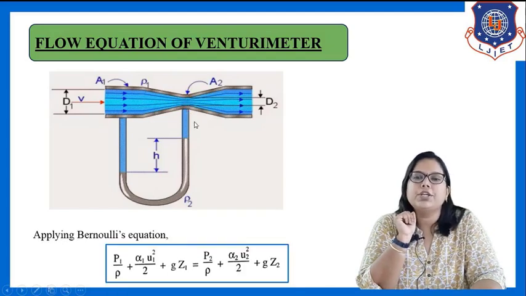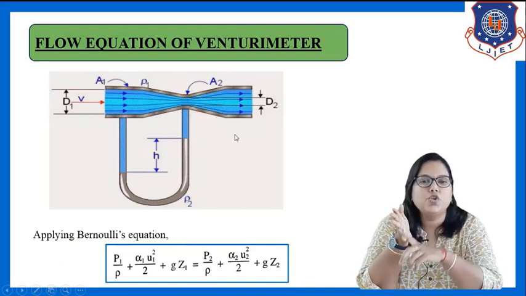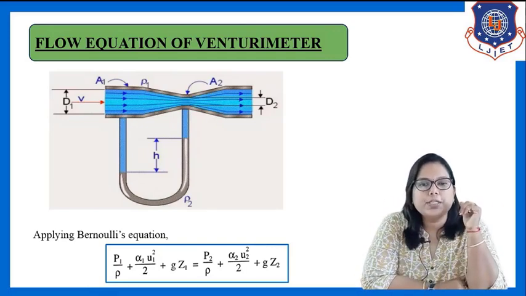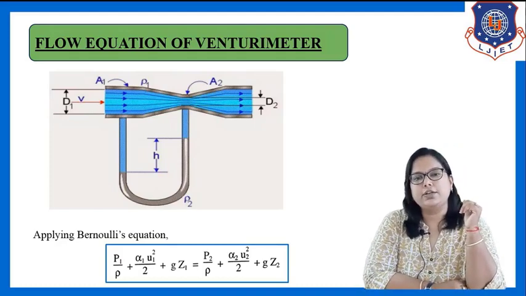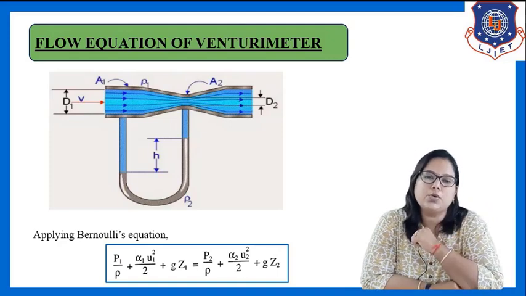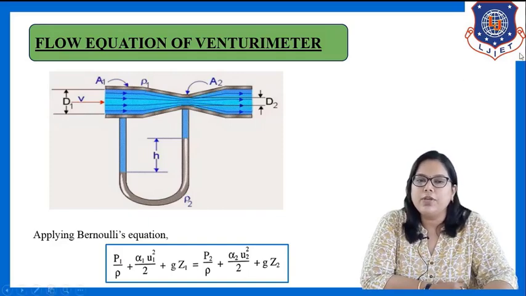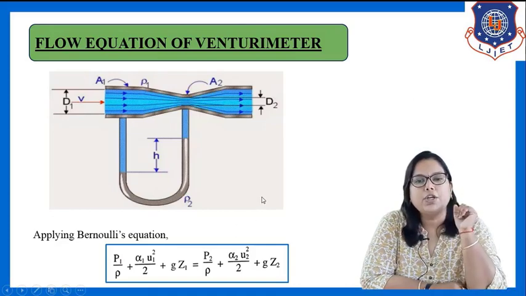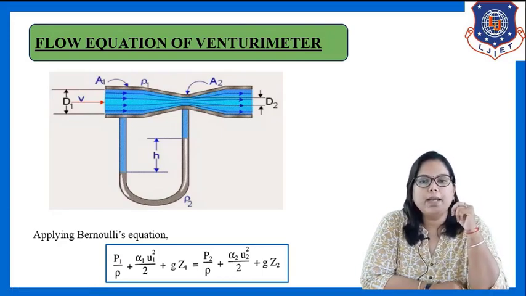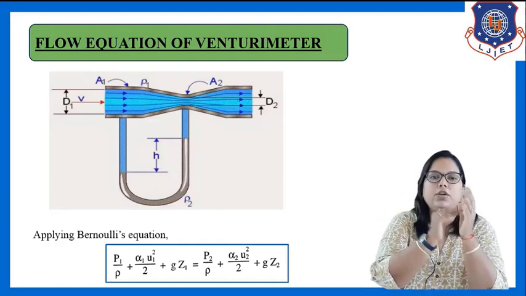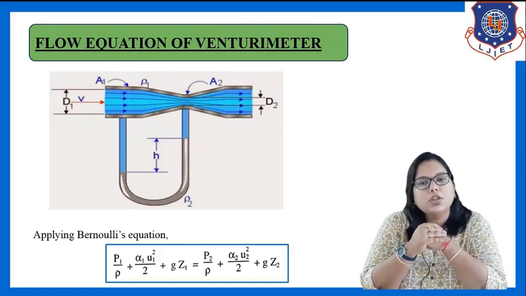Now let us consider the pressure is P1 at point 1, velocity is U1 and Z1 is the height. Similarly, at point 2, pressure is P2, velocity is U2 and height is Z2. So now, if I apply Bernoulli's equation between point 1 and 2, then how can I write that equation? See here. Now we all know about the Bernoulli's equation. See, P1 by rho plus alpha 1 U1 square by 2 plus GZ1 is equal to P2 by rho plus alpha 2 U2 square by 2 plus GZ2. So this is the Bernoulli's equation I have written between point 1 and 2. Point 1 is at inlet section and point 2 is at throat section.